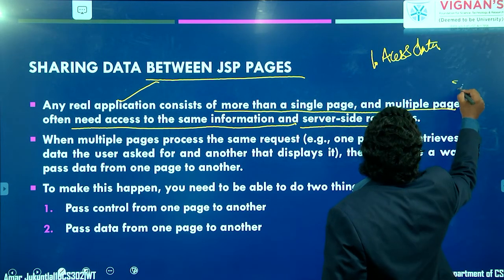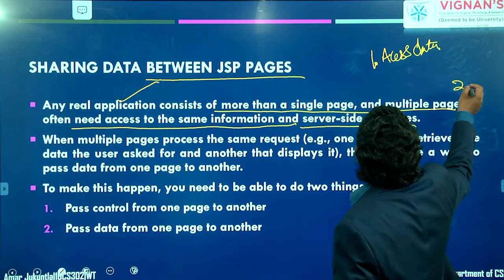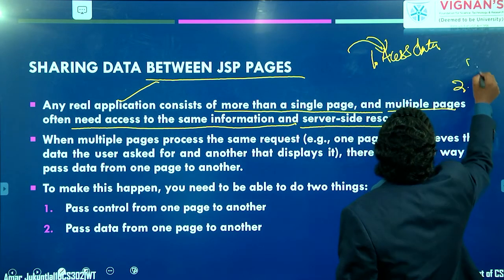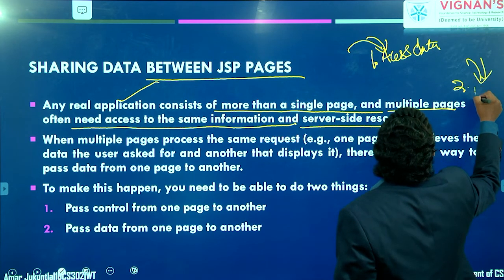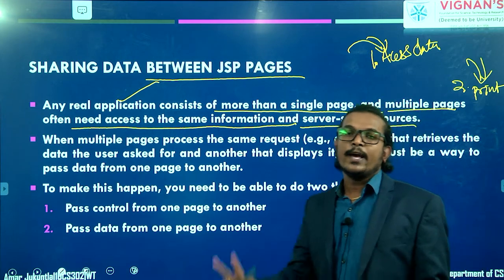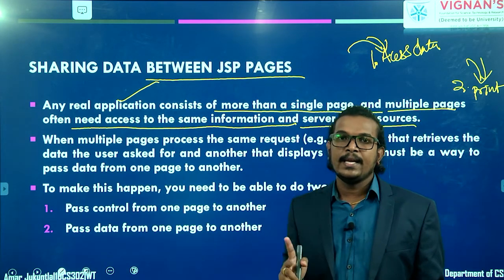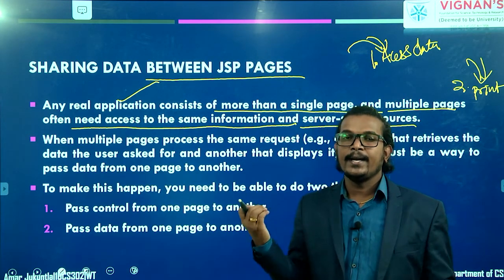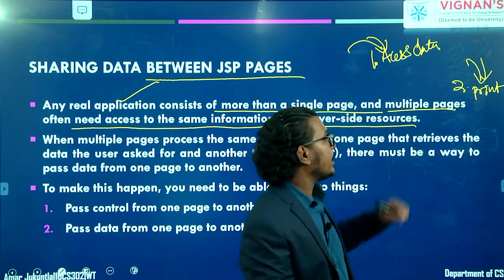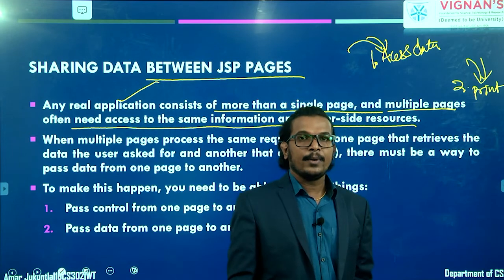Okay, in some page 2 is there. In that same page 2, we are accessing the data, and on the same data we are printing the information, or displaying the data. Clear? So we have two pages. In one page we are accessing the data. In the second page, we take that data and print that information in another page.